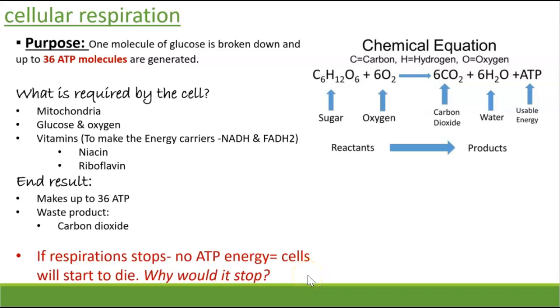An example would be a heart attack. A person having a heart attack, there is not enough oxygen getting to the cardiac muscle cells. So what's going to happen? Well, we're going to talk in just a minute about an alternative form of cell respiration, fermentation, but eventually the cells will start to die because they're not going to be able to make enough ATP to survive.